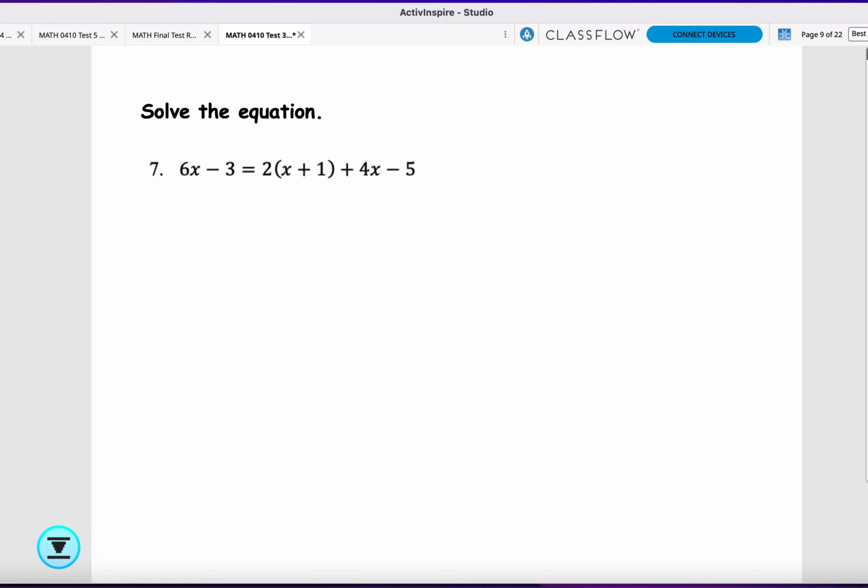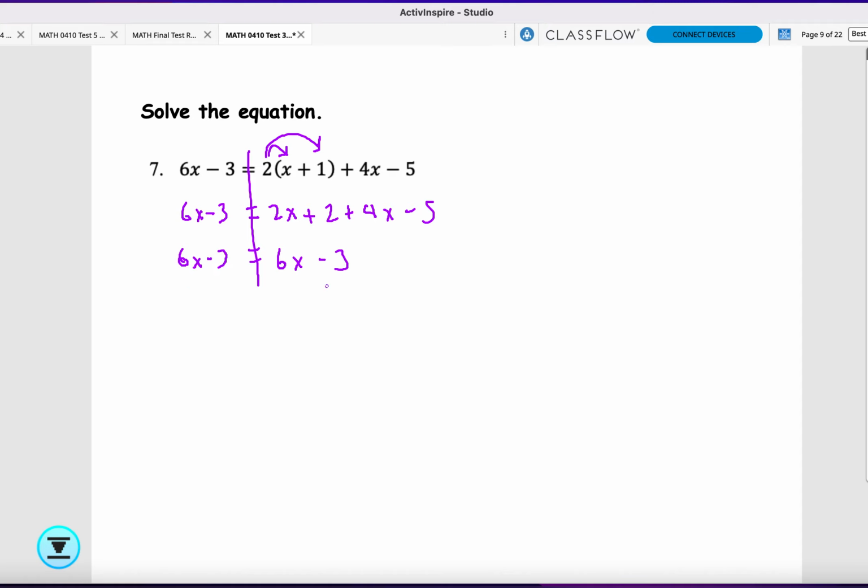Here we have, like I said, a lot of algebra going on, so we cannot panic. We got to stay calm. Stay calm and breathe. So let's go ahead and draw the line down the equal sign, guys. I'm going to draw my arrows to distribute the 2, right? Because I can't combine any like terms on the left side, so I'm just going to bring that down. So 2 times x is 2x. 2 times 1 is 2. Bring down the 4x minus 5. Combine the like terms. 2x and 4x is 6x. 2 minus 5 is negative 3.